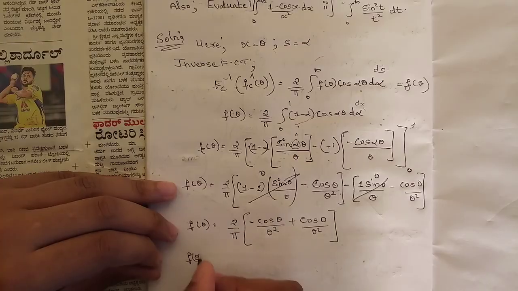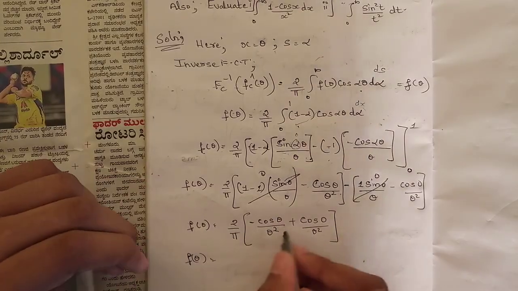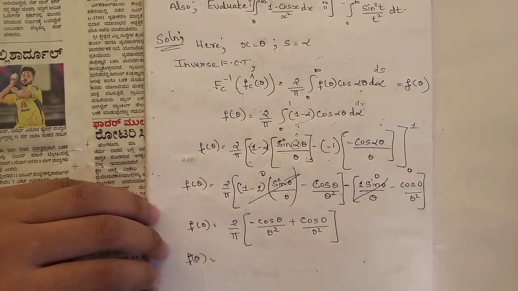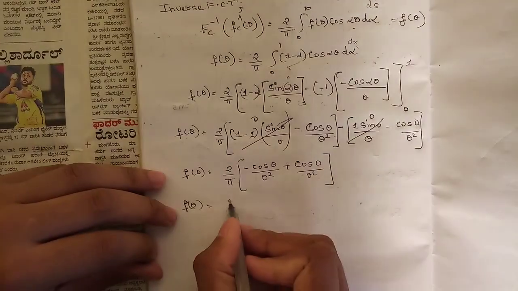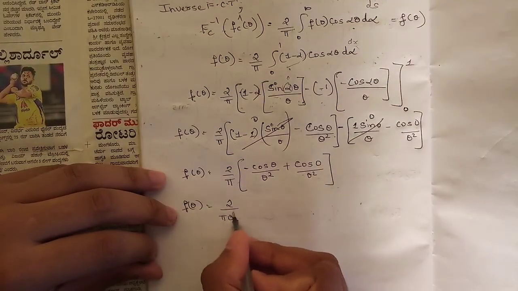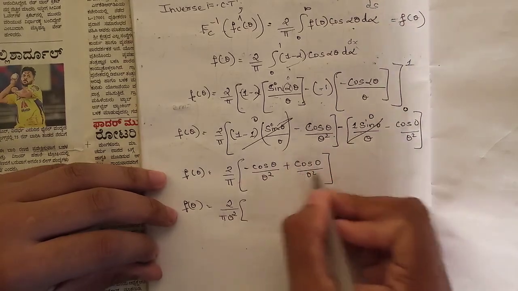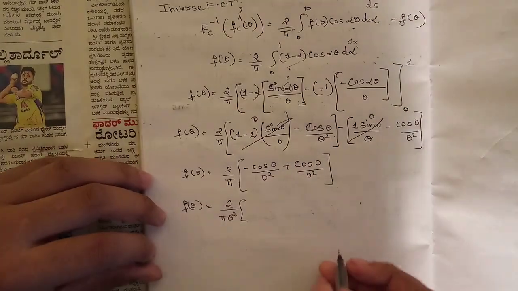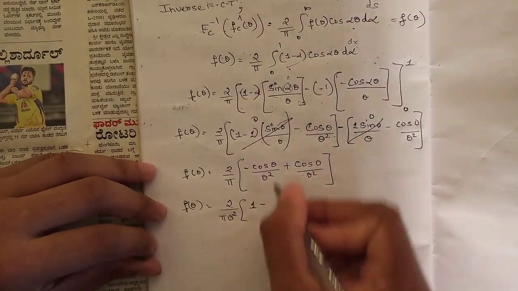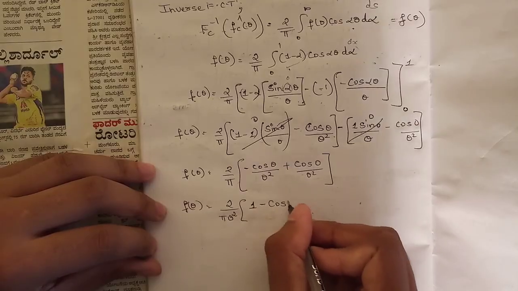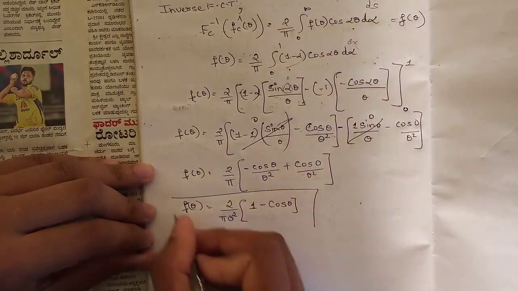So now f of theta is equal to, we can take 1 by theta square common outside. So this would be 2 by pi theta square into cos 0, let's write the positive term first, cos 0 is 1, minus the remaining term here is cos theta. So this is your required f of theta.